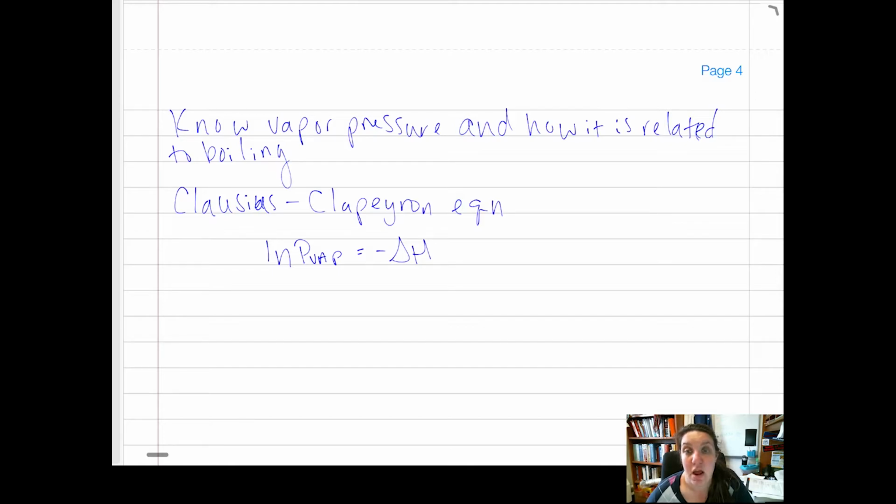our enthalpy of vaporization divided by R, where your R is your gas constant, equaling 8.3145 joules over moles times Kelvin. Pay attention, a lot of times your enthalpy of vaporization will be in kilojoules, while your R is going to be in joules, so pay attention to those units. Times 1 over T in Kelvin plus C. So that's the general Clausius-Clapeyron relationship, but we almost always look at it in this form.